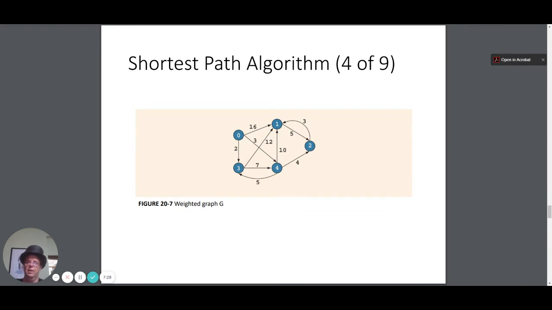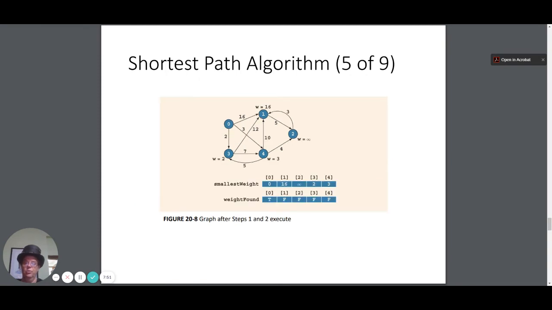Here's a network diagram with weights attached to the different paths. So we start out at 0, and where can we get to from 0? Well, we can get to 0 itself for a cost of 0. We can get to 3 for a cost of 2. We can get to 4 for a cost of 3. And we can get to 1 for a cost of 16. As far as we know, we cannot get to 2.